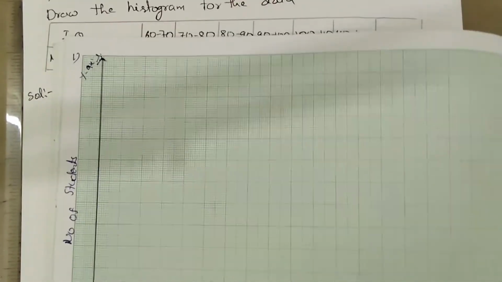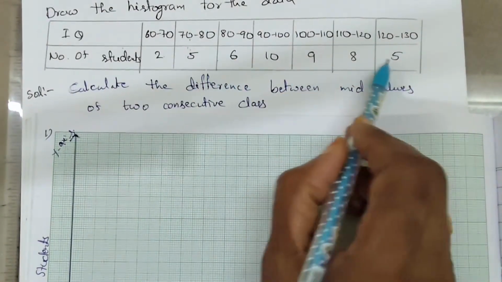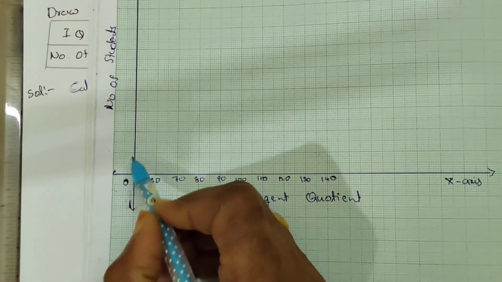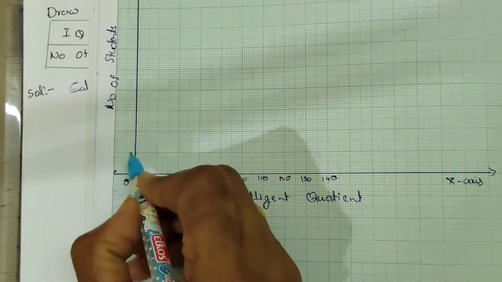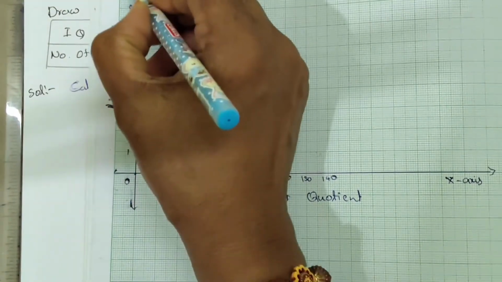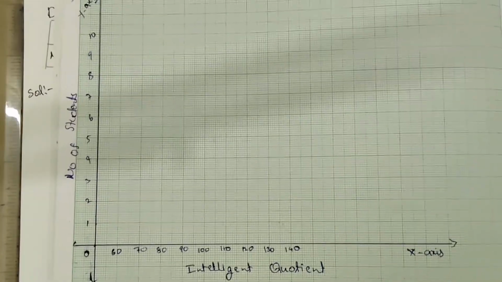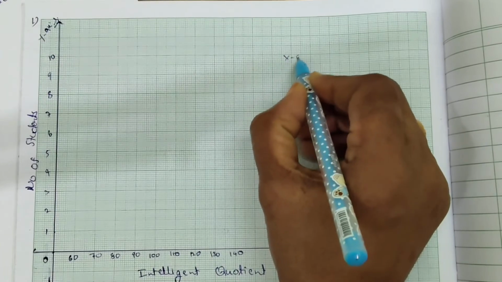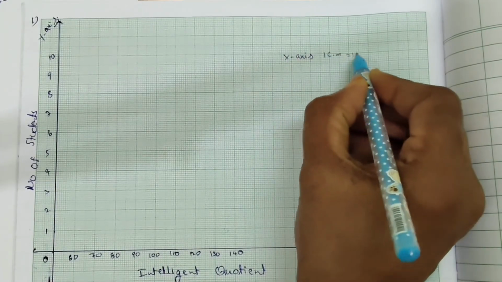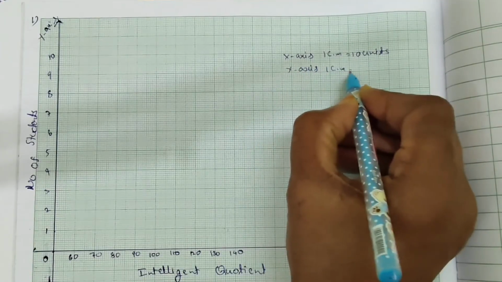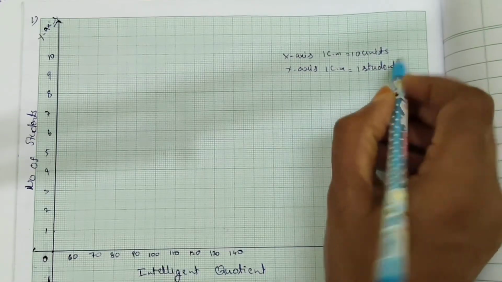Next, the y axis. The greatest number of students is 10. So we take 1 centimeter equal to 1 student. That's why we write 1, 2, 3, 4, 5, 6, 7, 8, 9, 10. So we take 10 numbers. Here we write the scale: on the x axis 1 centimeter equals 10 units, on the y axis 1 centimeter equals 1 student.